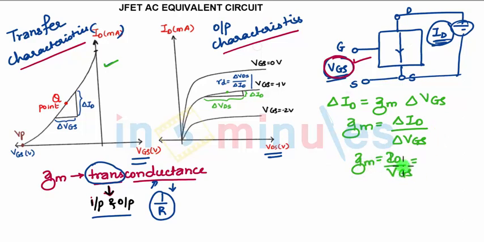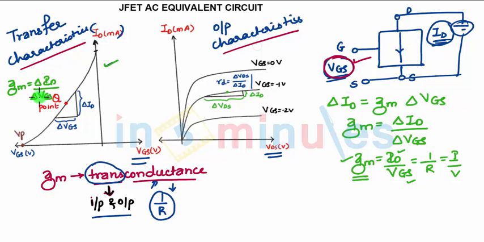ID upon VGS is nothing but current upon voltage, which is 1 upon resistance, I upon V, hence it is called conductance. And trans, because it is the relation between output current and input voltage, so it is called transconductance. So at the Q point we can find GM as change in ID for the change in VGS.